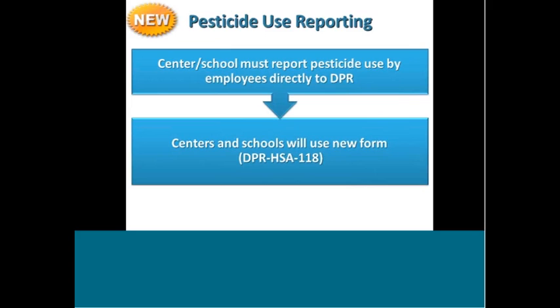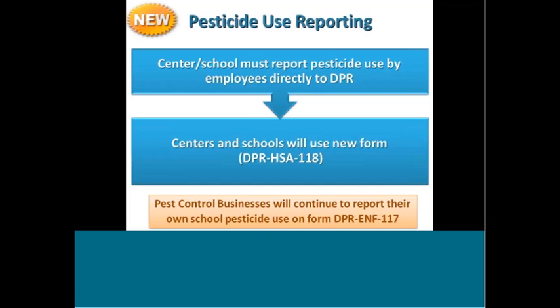If a center or school uses only the exempt pesticide types discussed earlier, they do not have to report use to DPR. Just as a reminder, these specific pesticide types are pesticides used in self-contained baits or traps, gels or pastes used as a crack or crevice treatment, antimicrobials like disinfectants, and pesticides that contain only active and inert ingredients exempt from US EPA registration.